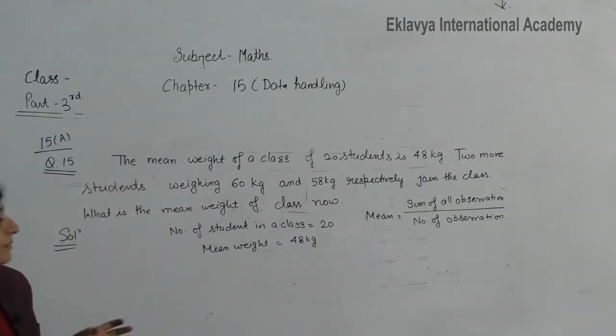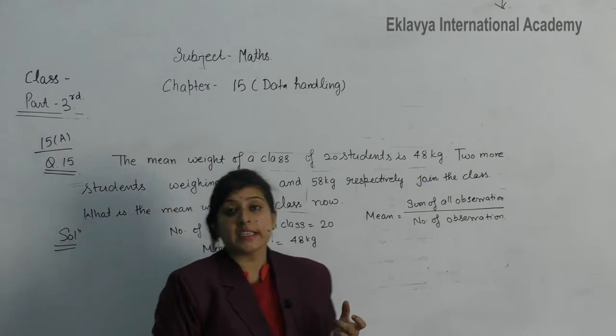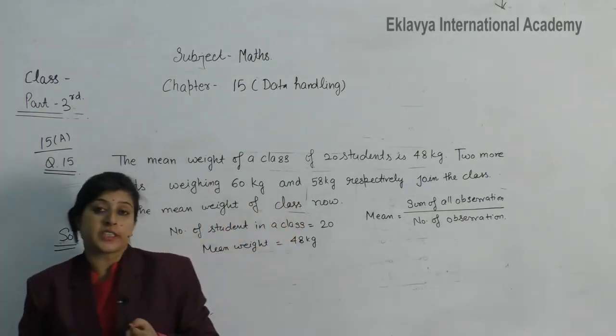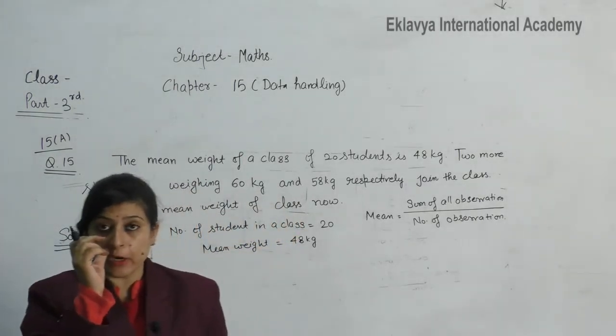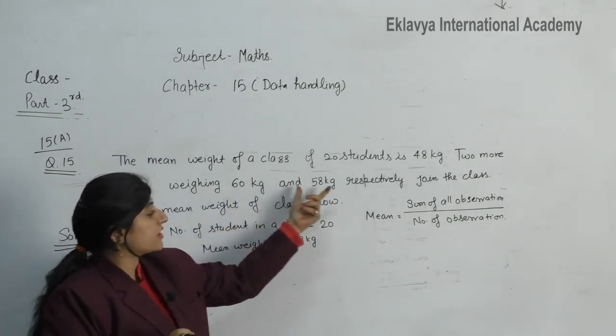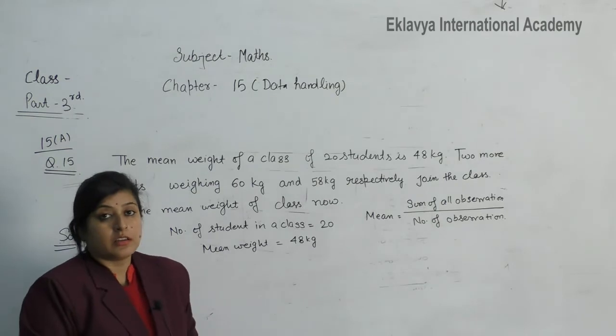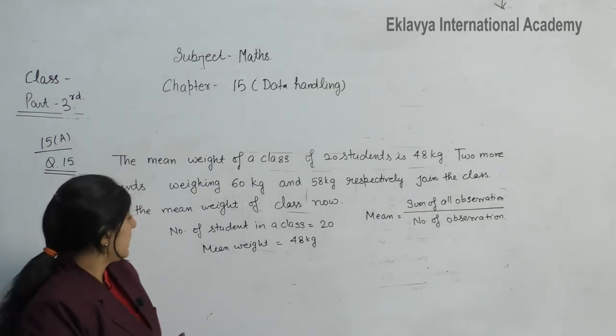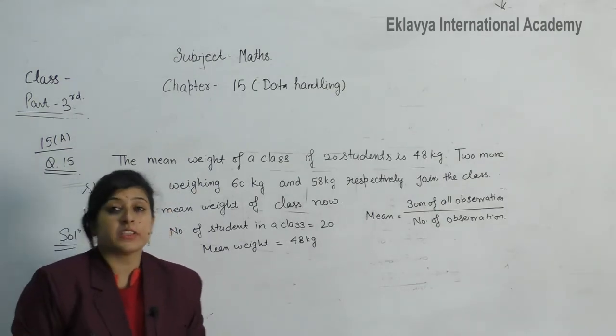Two more students, it means earlier there were 20 students in the class, now 2 more students have joined. It means the total number of students now becomes 22, and the weight of the other 2 students is also given. Then you have to find out the mean weight of the class now.